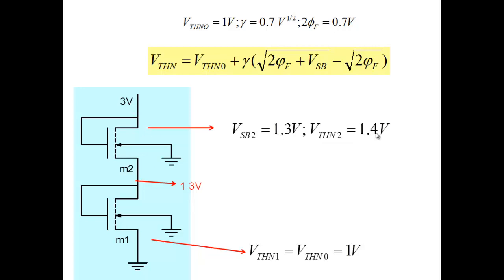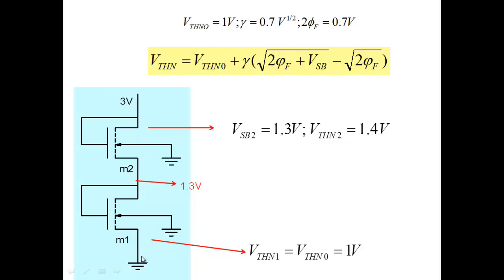So note that when you take NMOS transistors and stack them, one on top of each other, the lowest one will have the threshold voltage which is what it is supposed to be, 1 volt. And as you go up, you'll get higher threshold voltages, 1.4 here. And if I had another one on top, all the threshold voltages of the NMOSs would be different when I stack them.